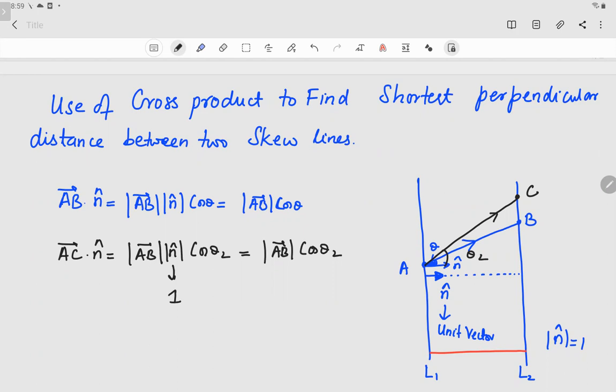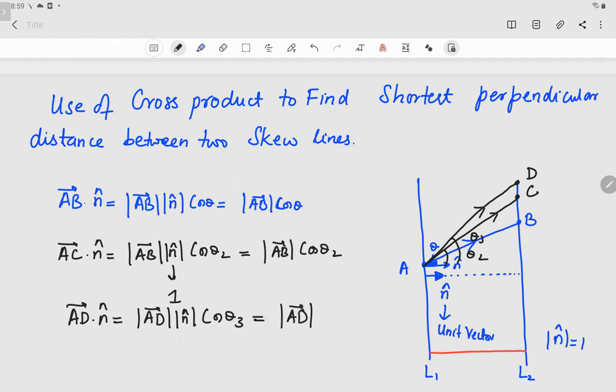Then this is AD. And this angle is theta 3. Now AD dot unit vector is AD cos of theta 3. This is equal to AD, you know this is 1, you can replace it by 1, and it's AD cos theta 3. And this is again equal to the red line. And the red line is the distance between the two lines.